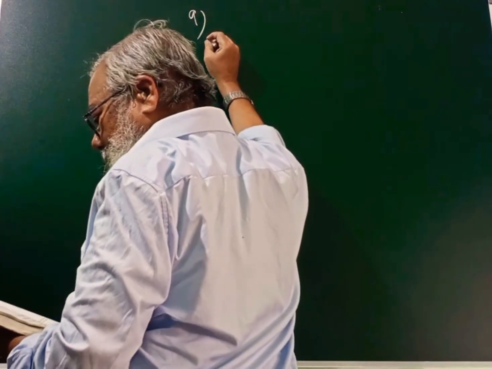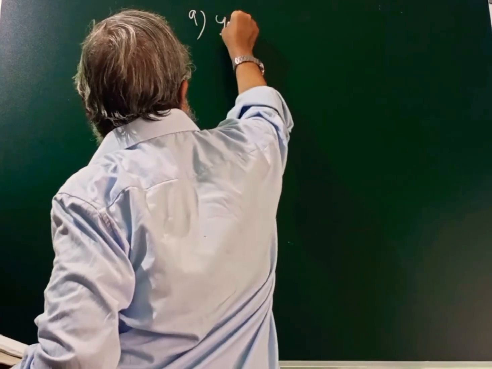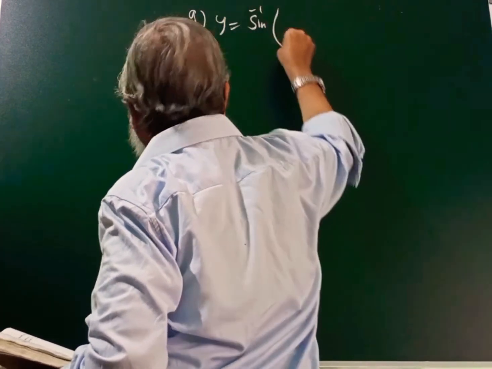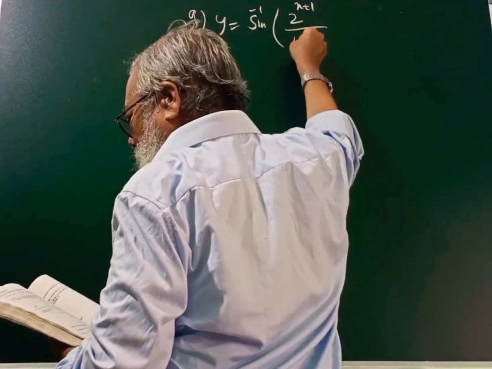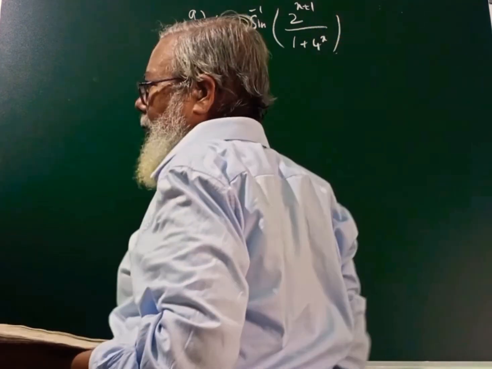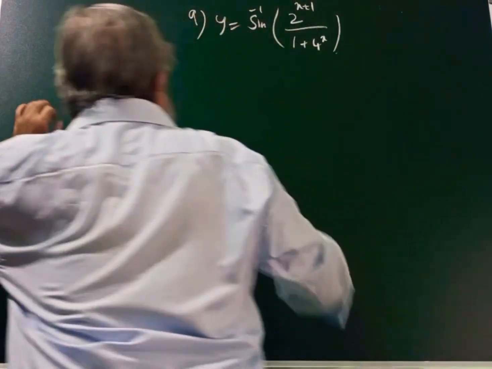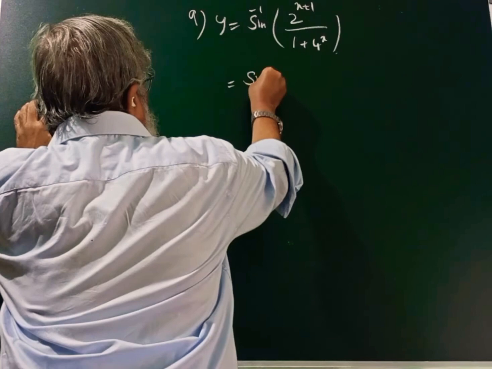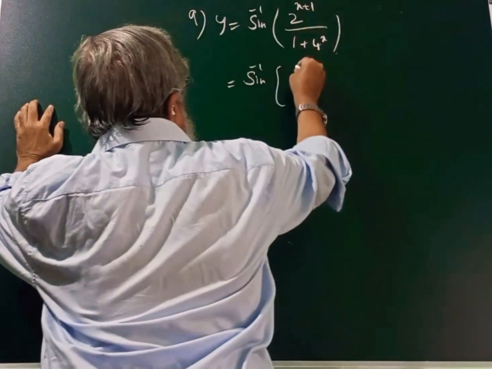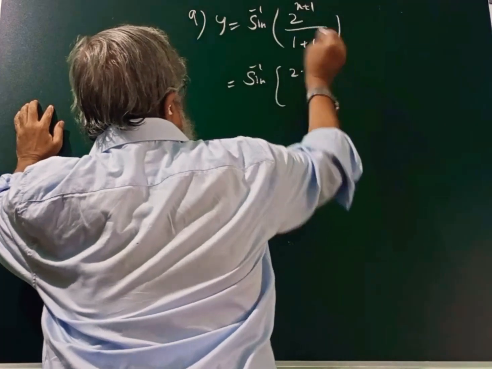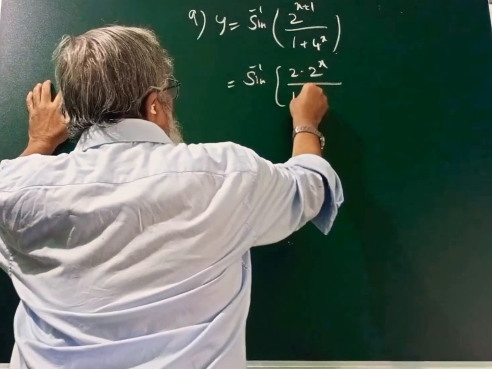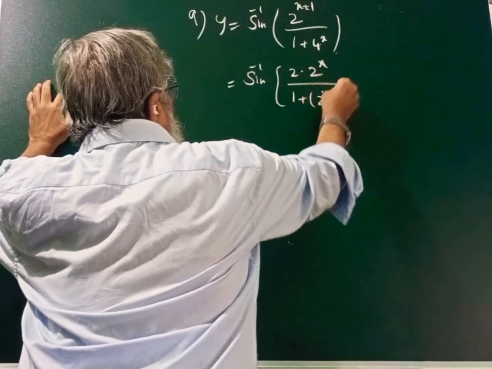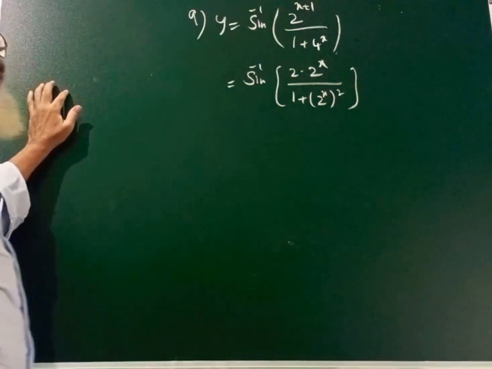Problem here: find dy by dx if y is equal to sine inverse of 2 raised to x plus 1 divided by 1 plus 4 raised to x. So first we have to make it simple. Now let us write this as sine inverse of, this 2 raised to x plus 1 can be written as 2 into 2 raised to x. And here we write 1 plus 2 raised to x whole squared, that is 2 into 2, that will be 4 raised to x.